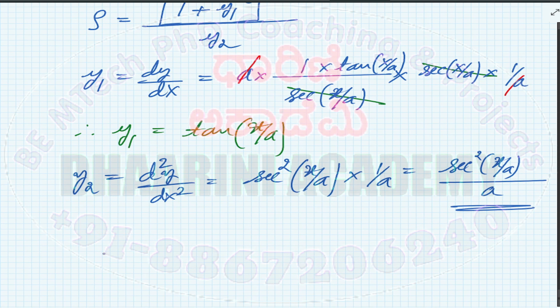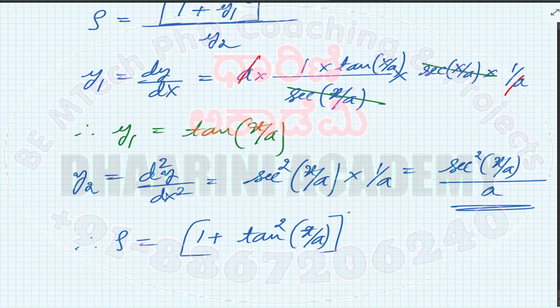So now what I need to do is substitute. Therefore rho is equal to 1 plus y1 square. y1 is nothing but tan, so this is tan square of x by a, right? 1 plus y1 square whole to the power 3 by 2 divided by y2. What is y2? y2 is 1 by a times secant square x by a. Okay, this is what I get. Now I need to simplify.